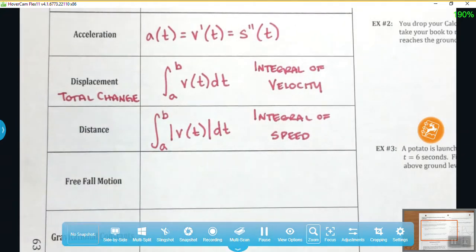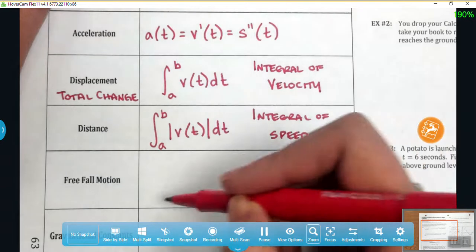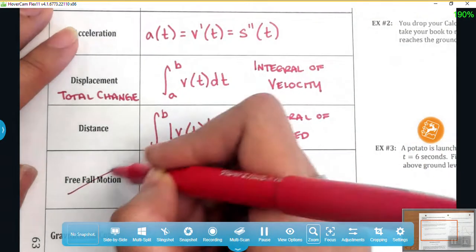That's a big mistake. Okay, and then we're not going to do these because physics does these, so we don't need them in this class.